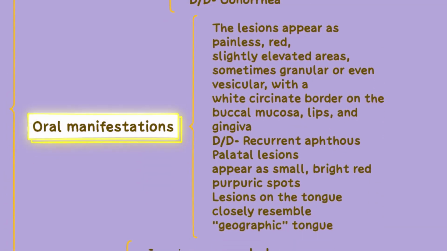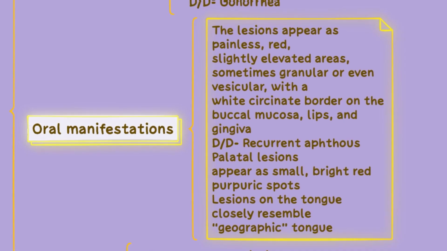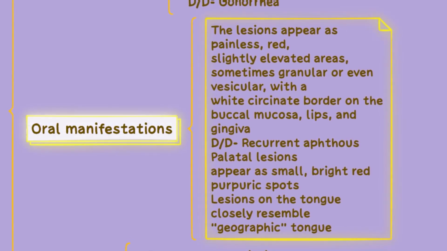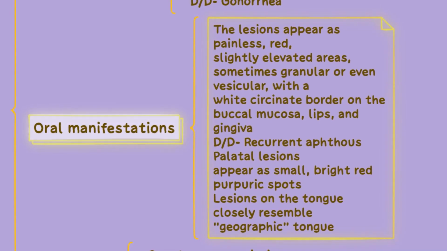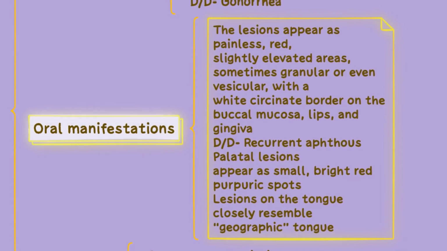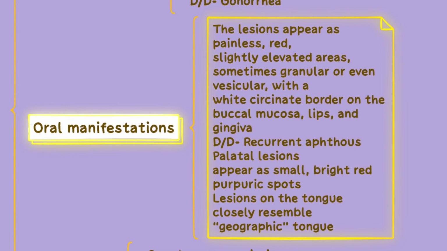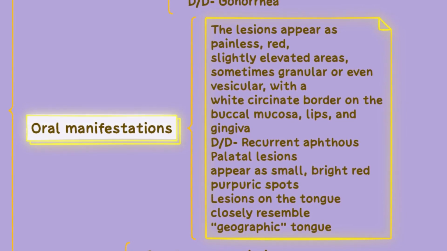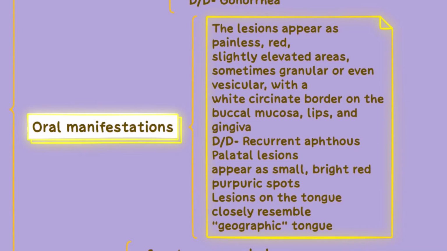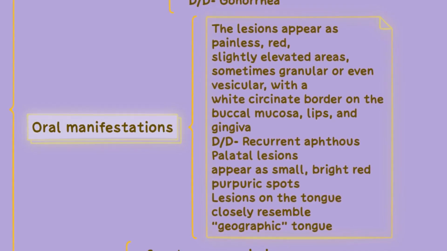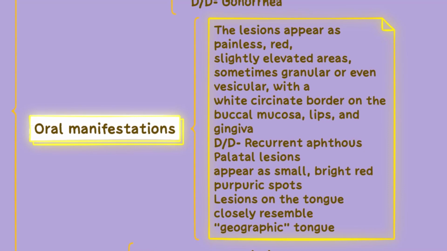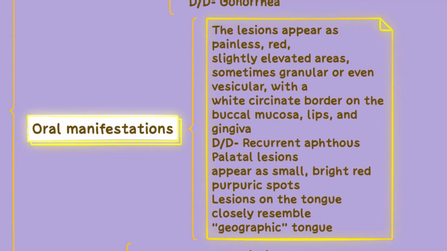Oral manifestations can include painless, red, slightly elevated, granular or vesicular areas on the buccal mucosa, lips, and gingiva with a white circinate border. Differential diagnosis can be recurrent aphthous lesions. Palatal lesions may appear as small, bright red purpuric spots. Tongue lesions may resemble geographic tongue, which is characterized by irregular map-like patches on the tongue surface.